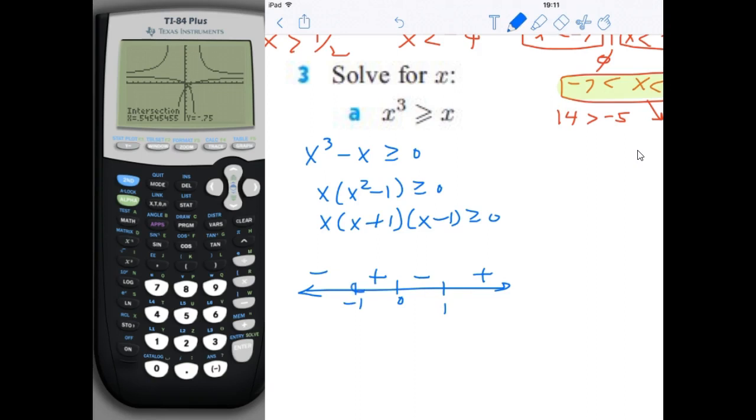Okay? So this is the sign diagram for this function. We want to know when this function is greater than or equal to 0. So basically, that would be this region and this region, including the critical points, right? So we're going to say, oh, it's when x is greater than 1, or when x is between negative 1 and 0, okay? Both of those regions are part of the solution.